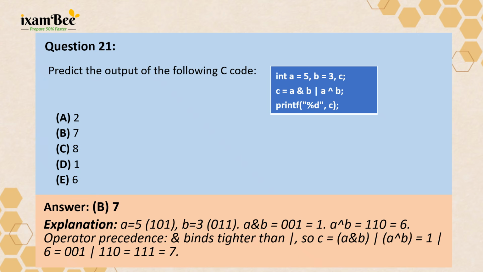Now precedence matters here. In C, the bitwise AND operator binds tighter than bitwise OR. So this expression is really (A AND B) OR (A XOR B), which is 1 OR 6. In binary, that's 001 OR 110, which gives us 111 or the decimal 7. Hence, the answer here is option B, which is 7.